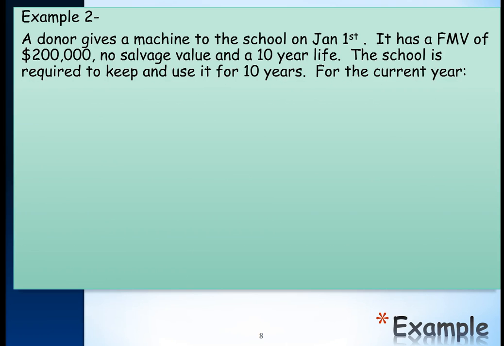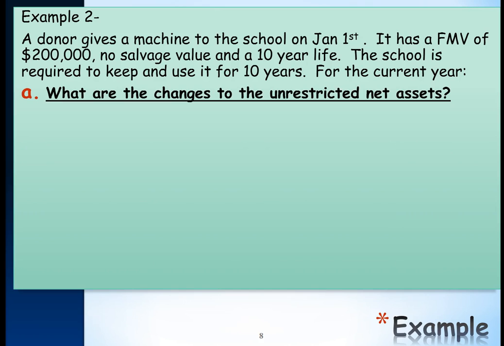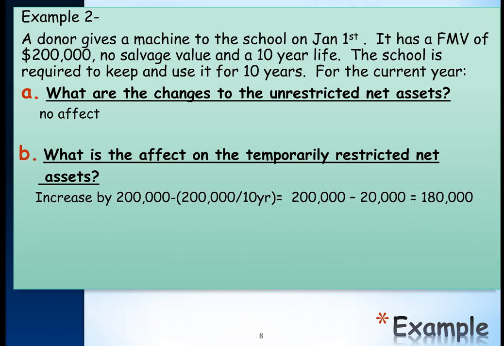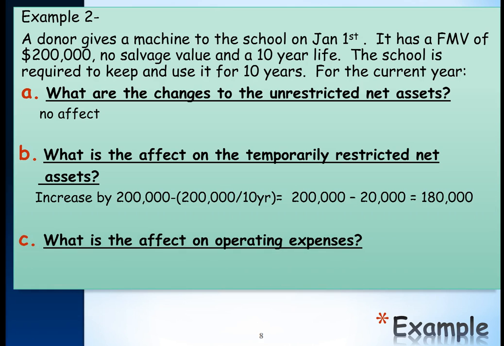Okay, donor 2. A donor gives a machine to the school on January 1st. It has a fair market value of $200,000, no salvage value, and a 10-year life. The school is required to keep and use it for 10 years. For the current year, what are the changes to the unrestricted net assets? No effect, because these are not unrestricted. What is the effect on the temporarily restricted net assets? Well, in this case, it increased by $200,000. However, we had to reduce it by $20,000 for depreciation, so now it has gone down to $180,000. What is the effect on operating expenses? It increases by $20,000 for depreciation expense.